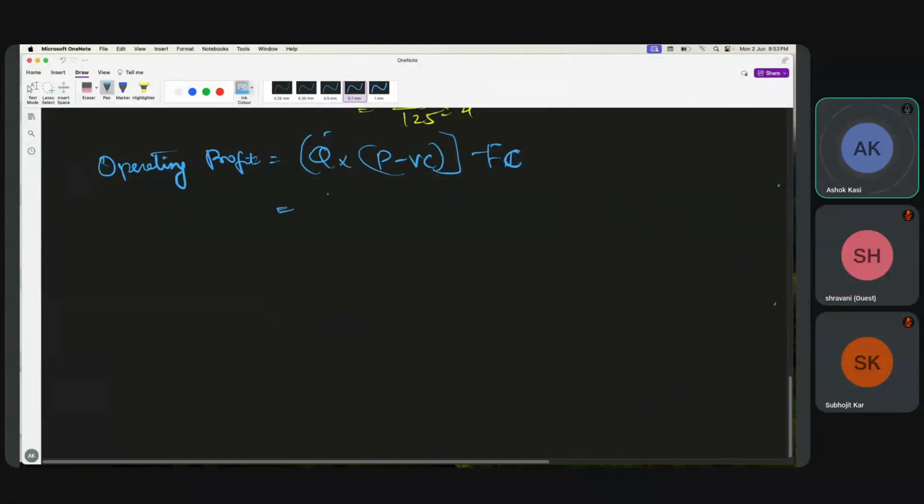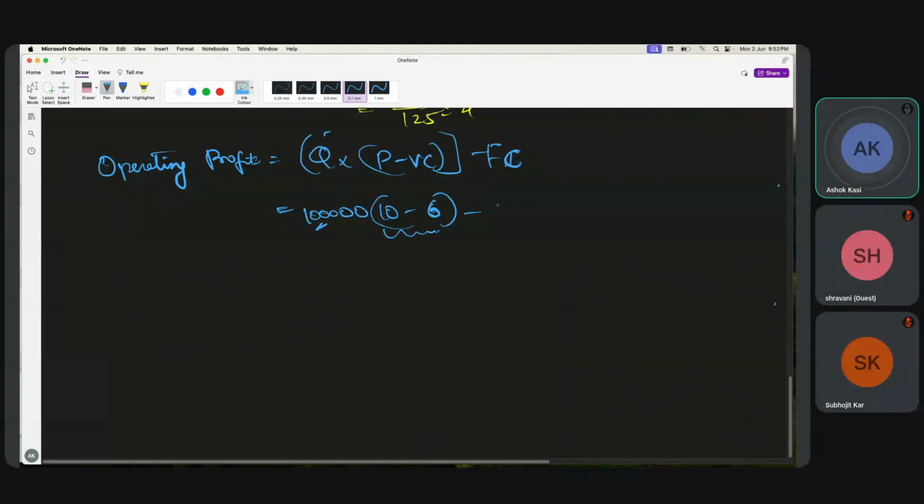So quantity, see, imagine you are selling coffee at 10 rupees. Variable cost may be like 6 rupees. So 4 rupees is your contribution. Okay. Price minus variable cost. And you are selling maybe 10,000 cups in a day. Or let's say in a month, 1 lakh cups you are selling.